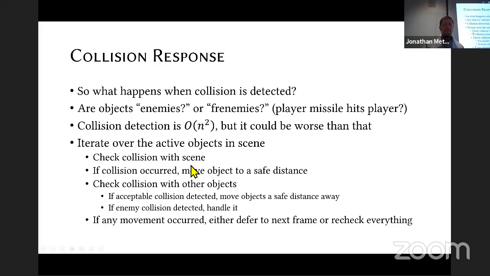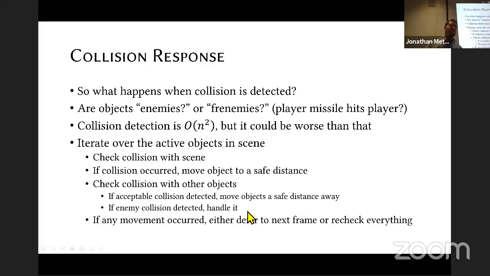That'll be fun. Okay, so once we've done that, then we should be able to check the collision with other objects, all right? And so if an acceptable collision is detected, in other words, if it's okay to touch, right? You have two players inside of a FPS that are touching, right? That's okay. Just move the objects a safe distance away from each other so they're no longer colliding with each other, okay? And if it's an enemy collision detection, then go ahead and handle it in some way.